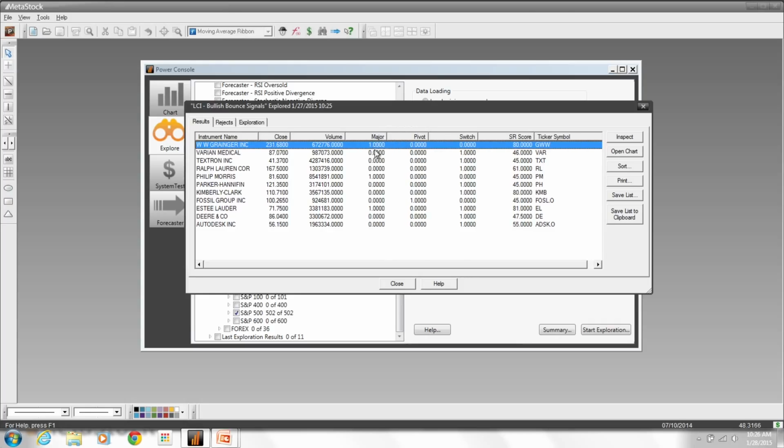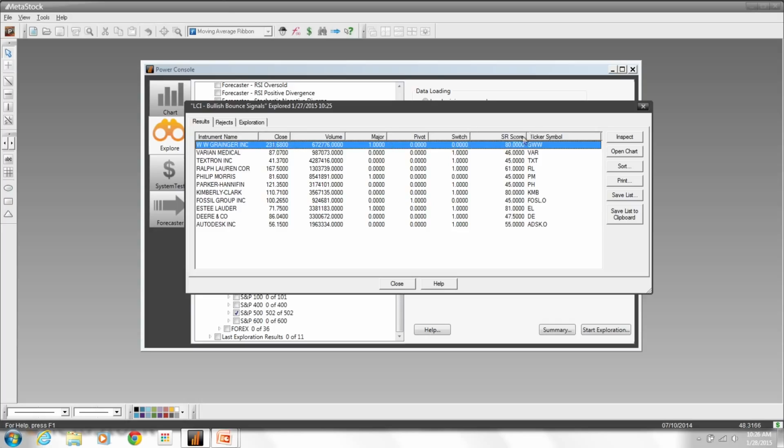Now you can see the first one being major. If there's a 1 in the major column, then that indicates that we have a major bounce signal that has occurred for this particular instrument. Pivot, meaning that we have a pivot bounce or a PB signal that was given, and then a switch bounce. So to go into these bounces a little bit more, we'll touch on when we get into the actual chart, and we'll explain these signals as we go through.